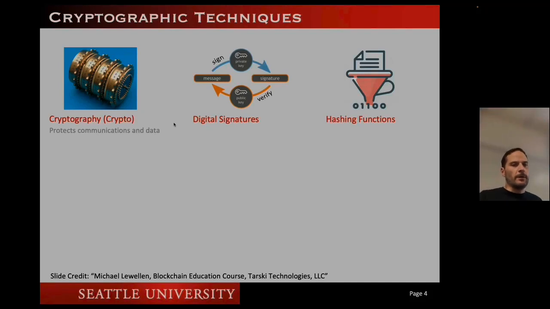So generally, cryptography protects communications and data. And digital signatures sign messages and verify messages, and hashing functions create unique fingerprints of data. And all these three components are needed for blockchains to function.